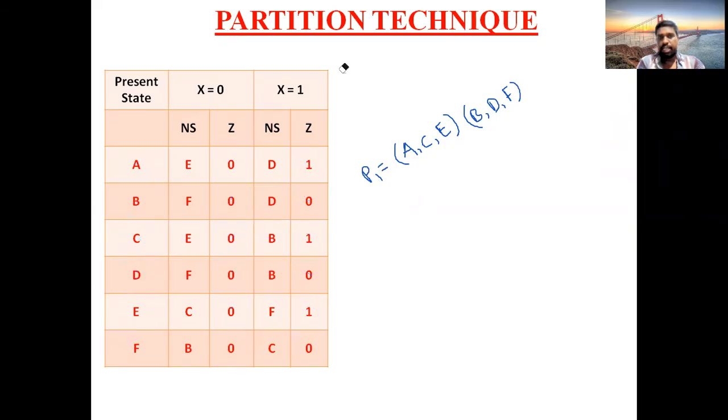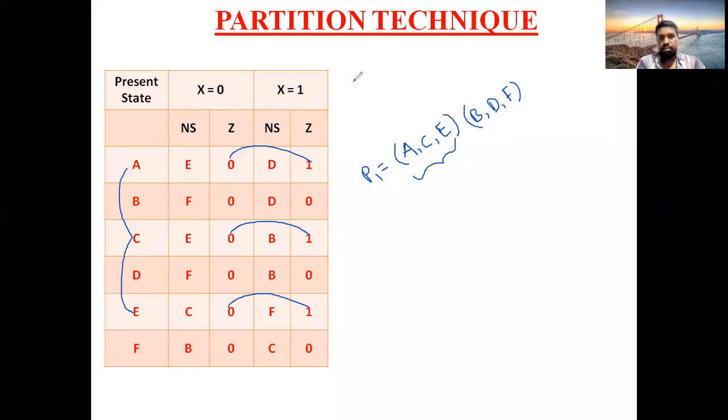See here, again I will explain. States A, C, E have the same outputs: 0 for x equals 0 and 1 for x equals 1. Here also 0 for x equals 0 and 1 for x equals 1, so 0 comma 1, 0 comma 1, 0 comma 1. You have the same outputs. That is why these three come under one group.